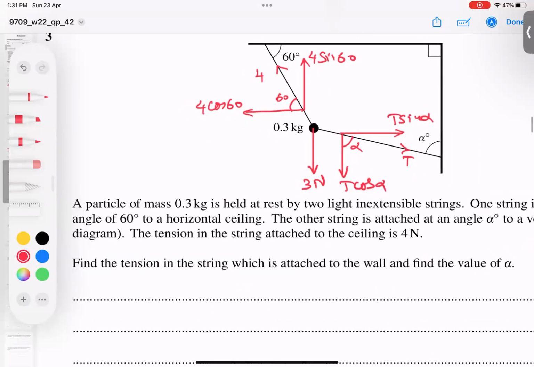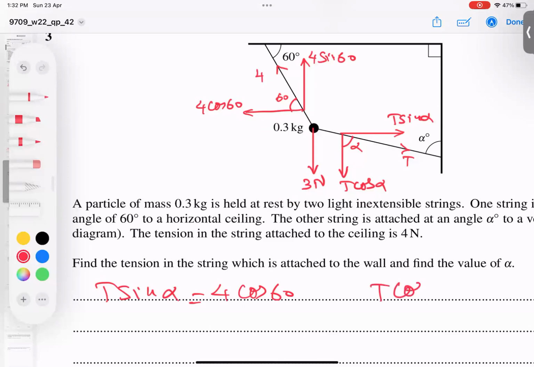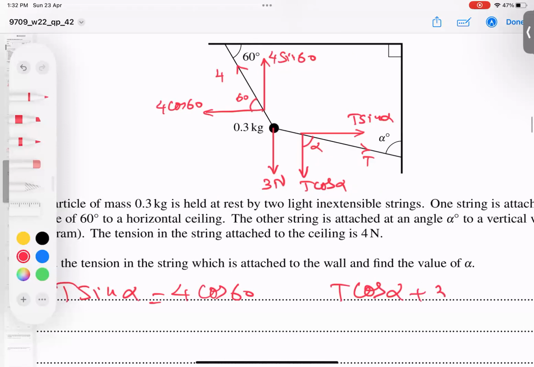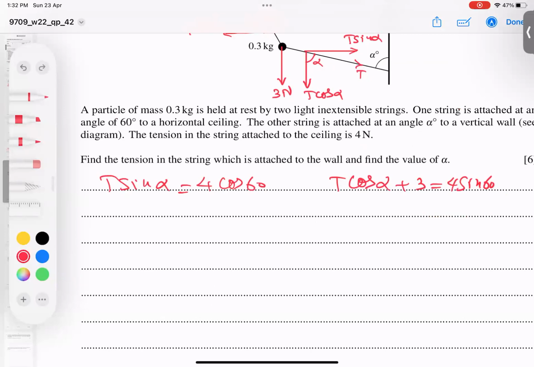Now we have to make the components. It's very clear, the right-side force equals the left-side force. So T sin alpha equals 4 cos 60. And these two forces equal the above force. So I can say here T cos alpha plus 3 equals 4 sin 60. I repeat, these two forces act downwards and this one upwards. So this is a clear idea. Now I will bring T to the other side.